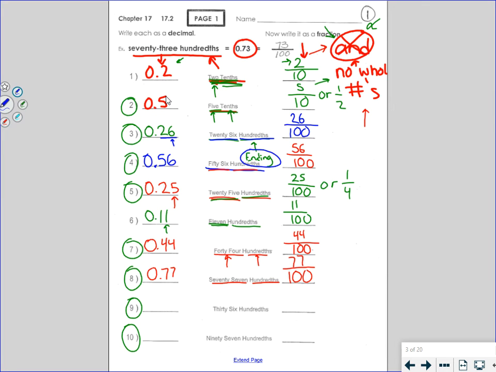Change the color here, 36 hundredths. Okay, so I know that it's going to be 0.36 because there are no "ands." And then hundredths, so break it down, 36 over 100. Okay, last one here, 97 hundredths. Okay, so 0.97. Okay, hundredths. Okay, so now we break it down, 97 over 100.